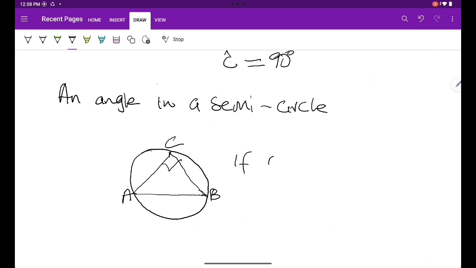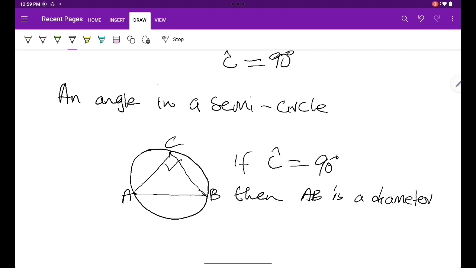So if C equals 90 degrees, then AB is not only a chord, but it is a diameter. So it means AB is not an ordinary chord, but a diameter. As long as the angle that it subtends is 90 degrees, then it means it's a diameter.